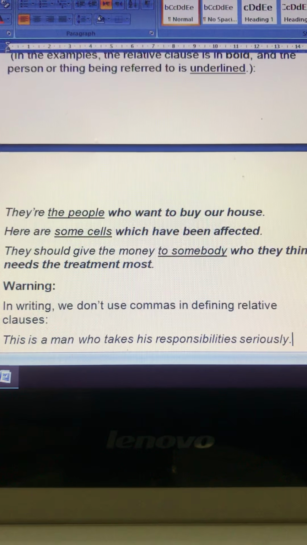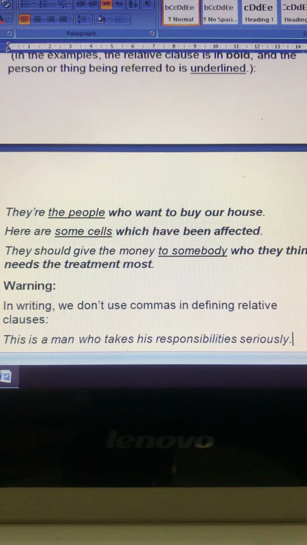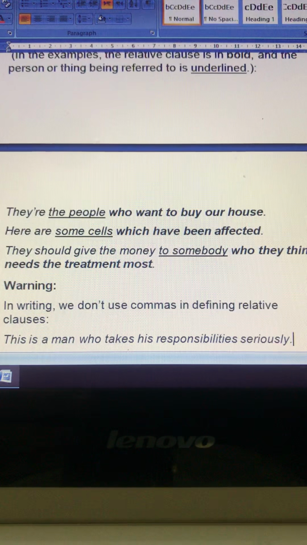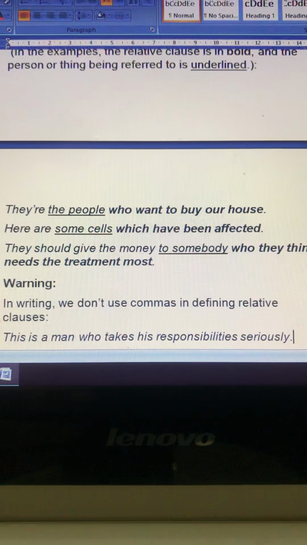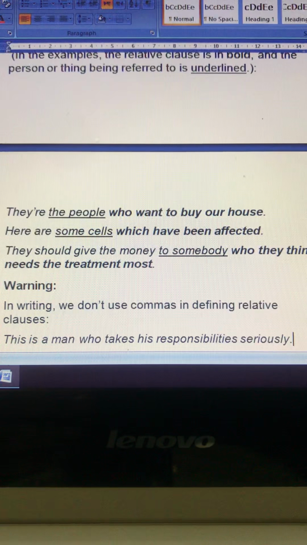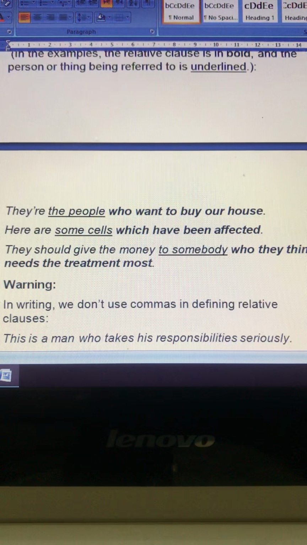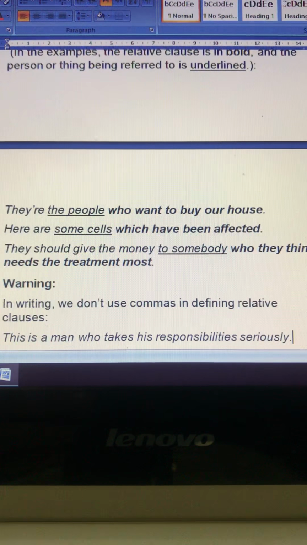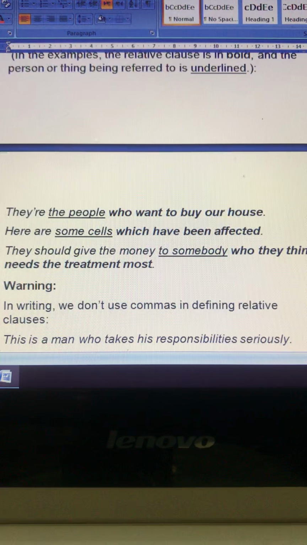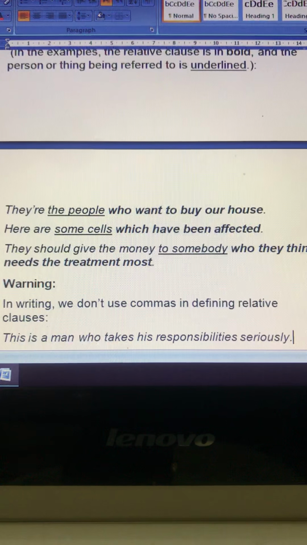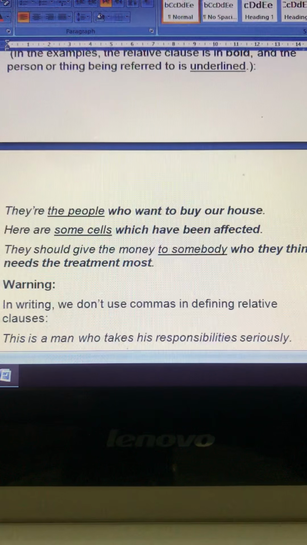Another example. They should give the money to somebody who they think needs the treatment most. Again, we have who, which is the defining relative clause, and somebody is what we are trying to refer to. Let's try to omit or delete the relative clause. They are the people, and then I stop talking. So I ignore the idea that we have who want to buy our house. The meaning of the sentence is not complete.